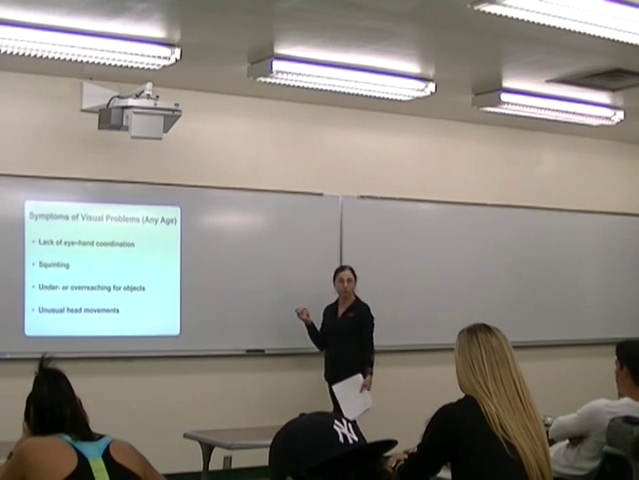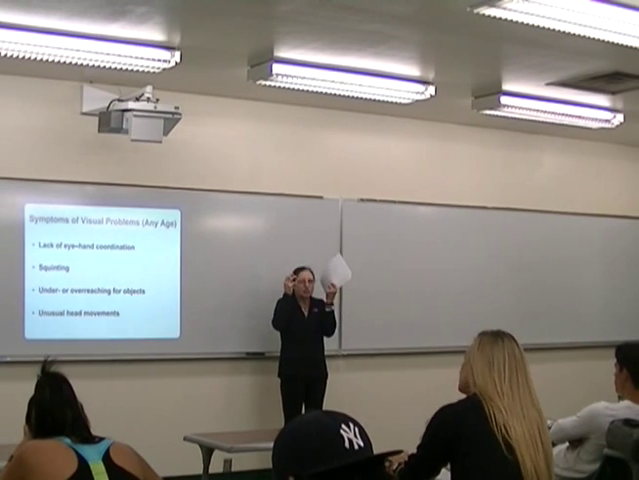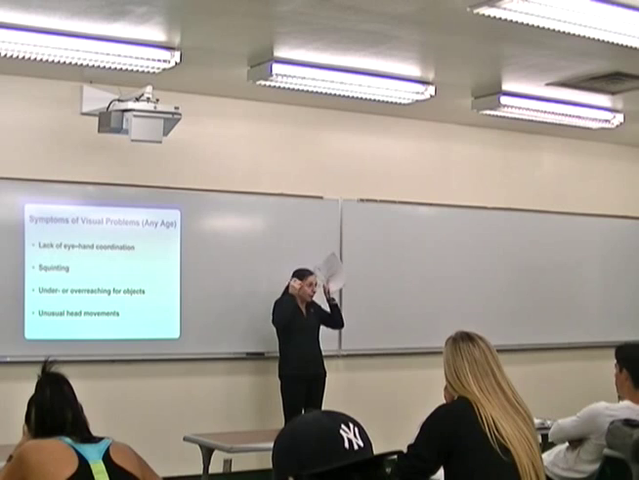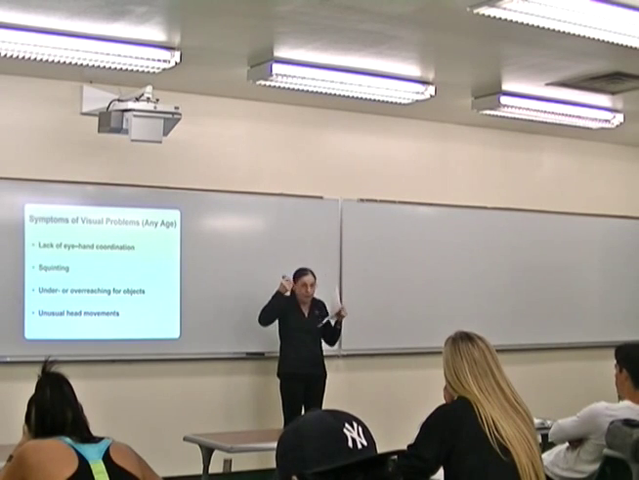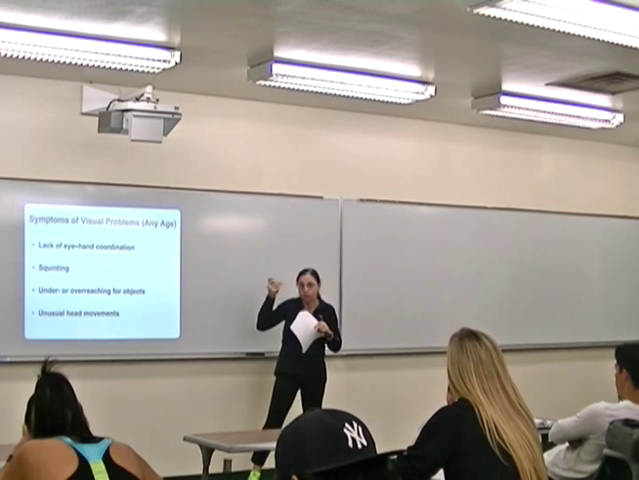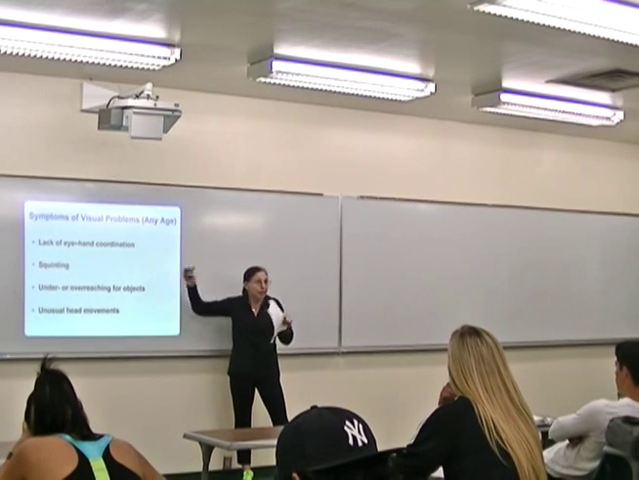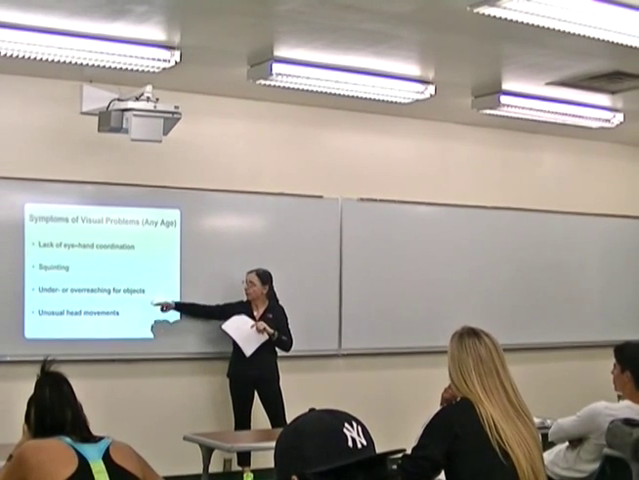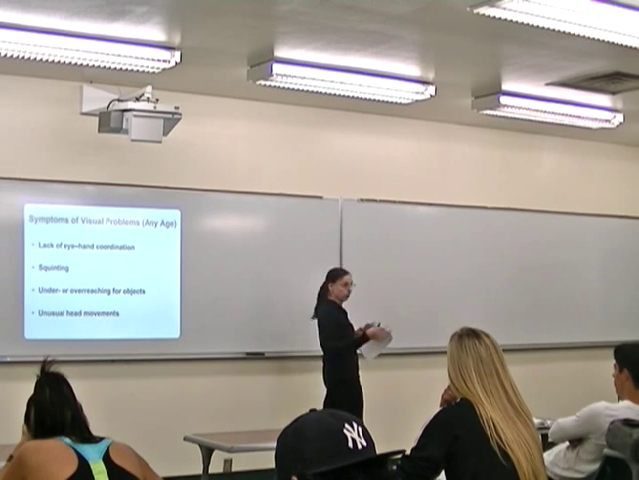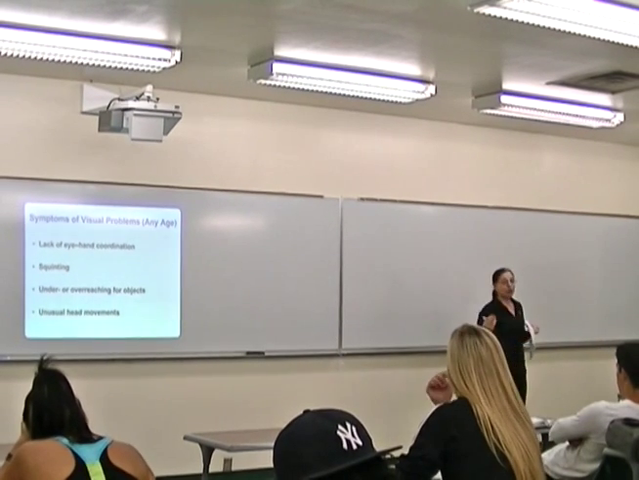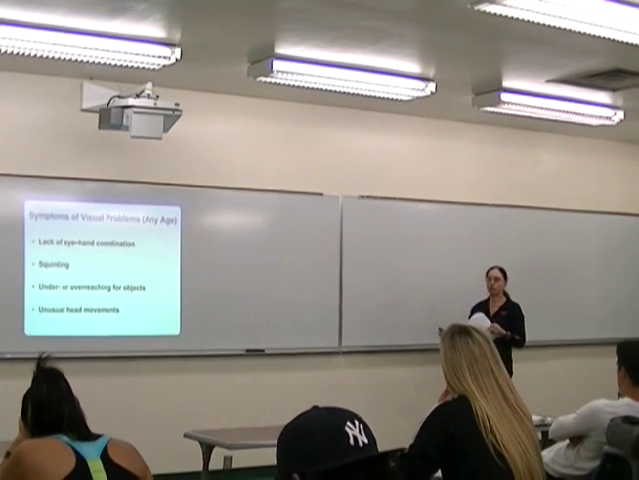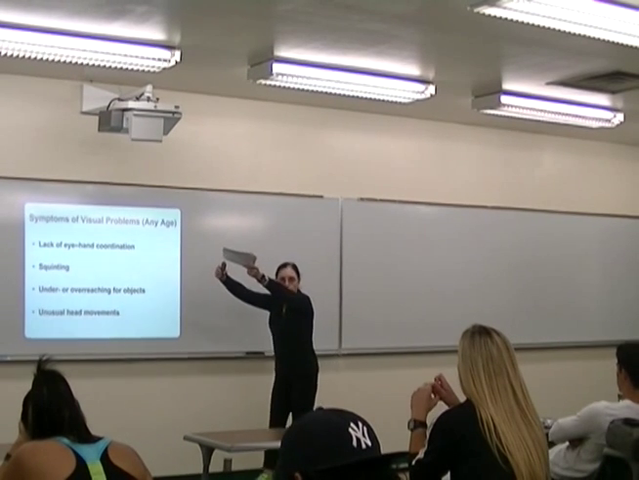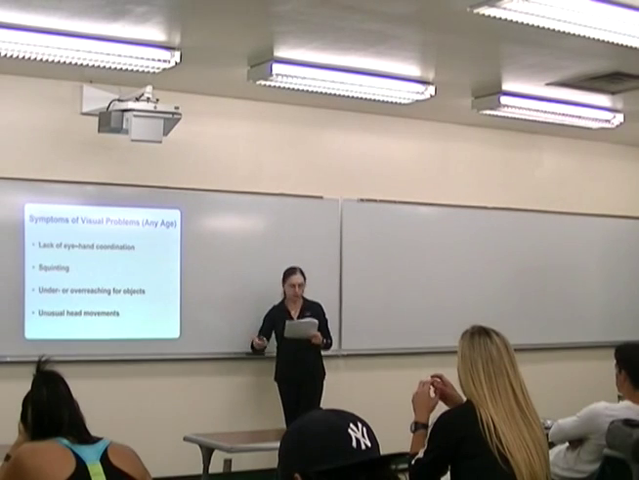Squinting. A lot of people with visual problems will squint, because when they squint, the muscles of the eye change the shape of the cornea, and it alters the information hitting the back of the eye and hitting the retina. So sometimes squinting can improve the detail of the information that the person is receiving. Under or overreaching, right? Similar to the eye-hand coordination. Do they continually underreach if you're doing catching with them, or overreach? And unusual head movements.